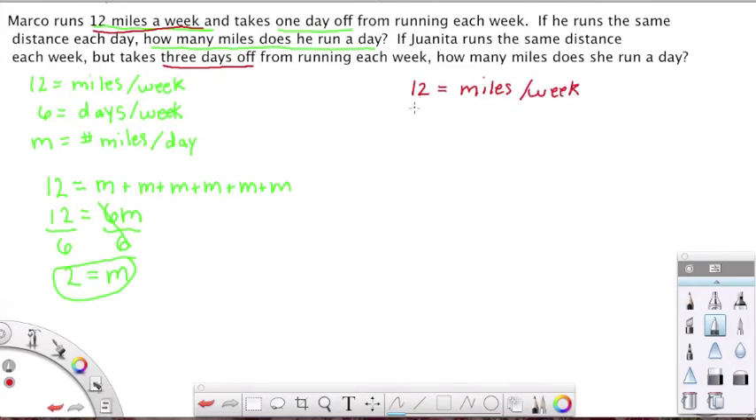And the question is, how many days a week is she running? Well, it says 3. She takes 3 days off. Well, there's 7 days in a week. 7 minus 3 is 4. So she's running only 4 days a week.